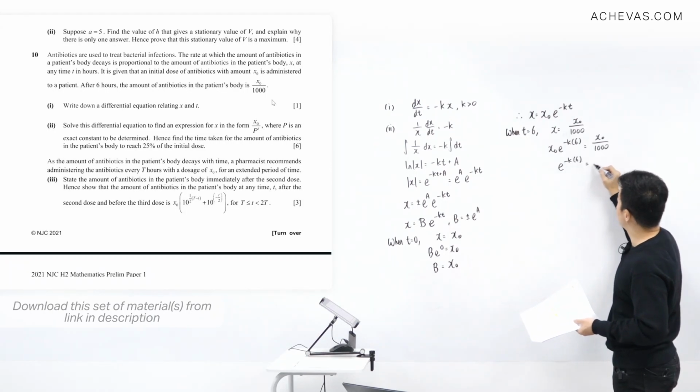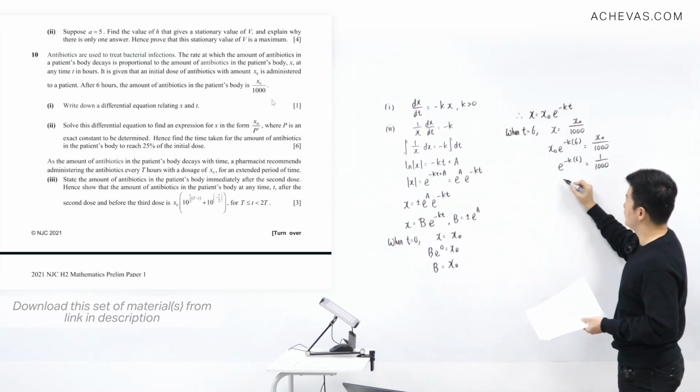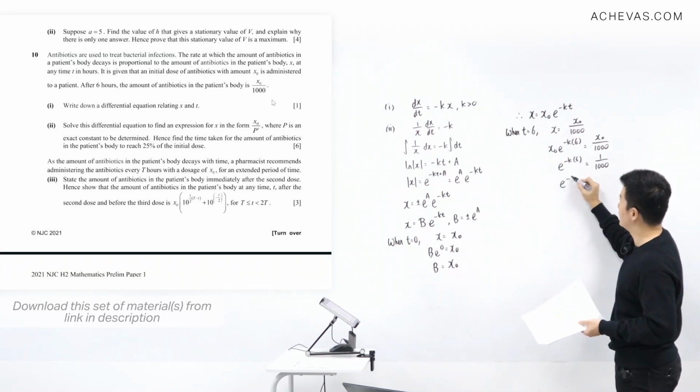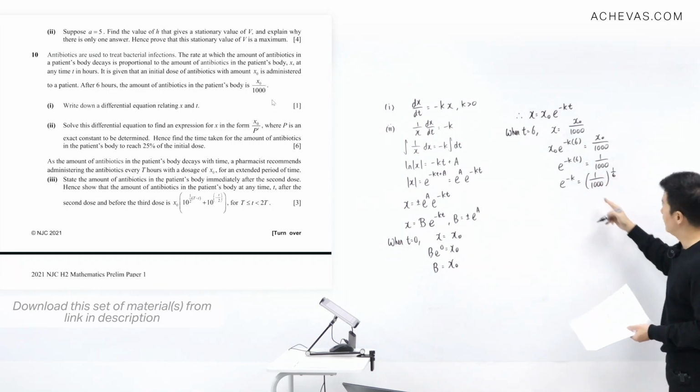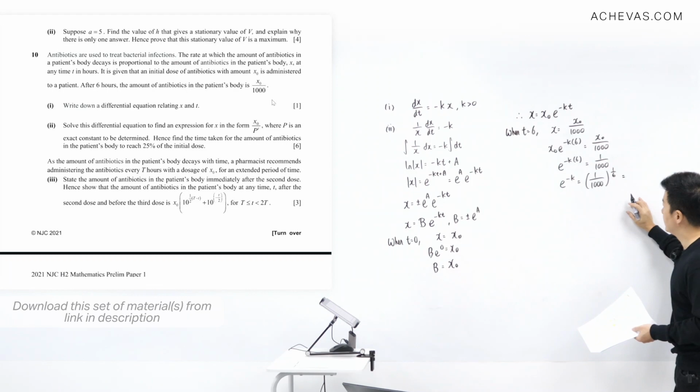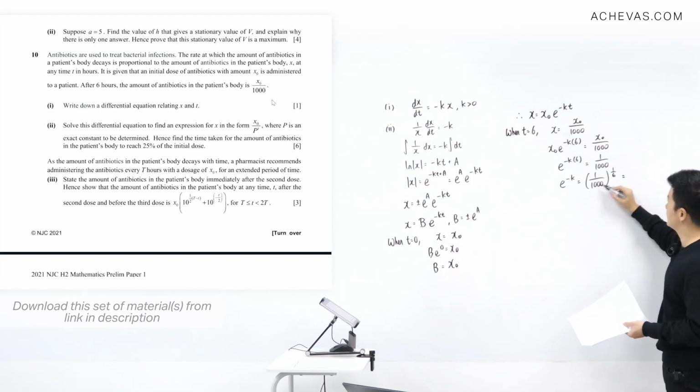This is equal to 1 over 1000, which means that e to the power of negative k, this is going to be 1 over 1000 to the power of 1 over 6. And in fact, this that is here, I can sort of rewrite it, because 1000 is 10 to the power of 3. So this is to the power of 1 over 6.